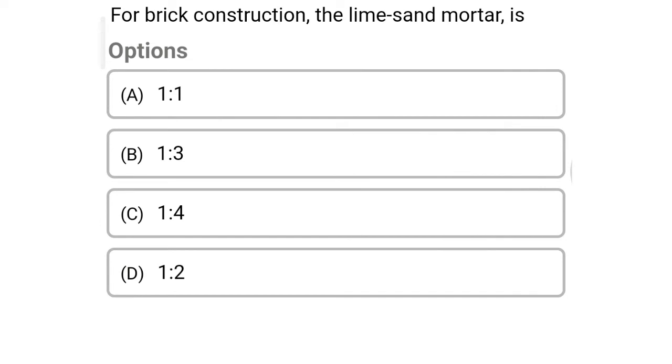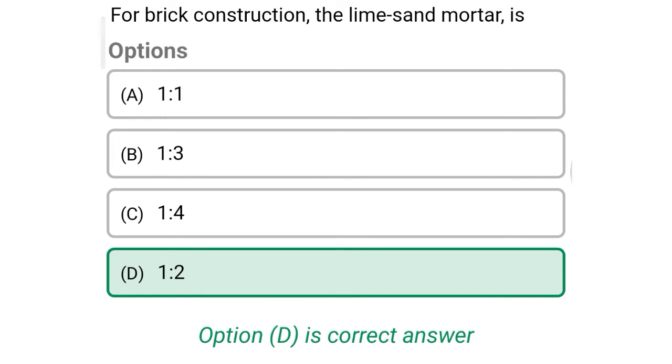Next question, for brick construction, the lime sand mortar is option A 1:1, option B 1:3, option C 1:4, option D 1:2. So the correct answer is option D 1:2.